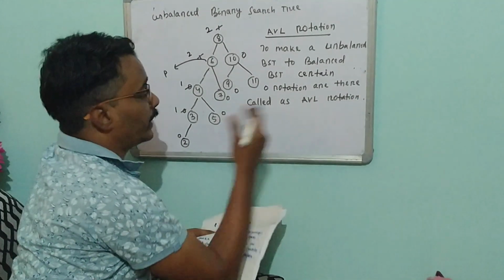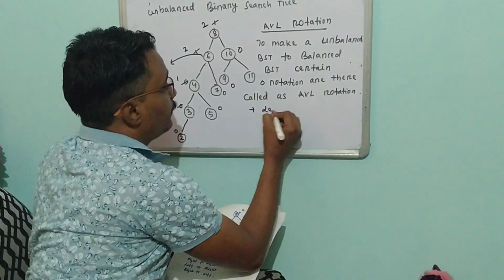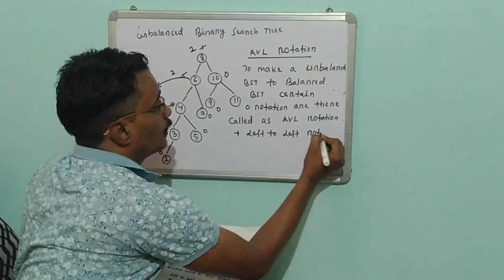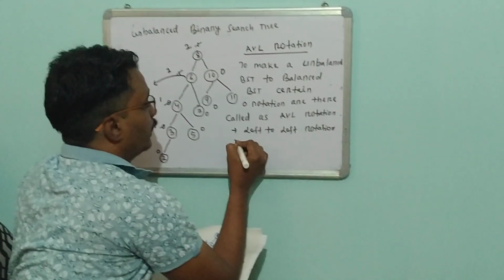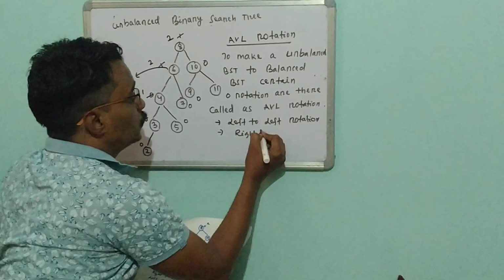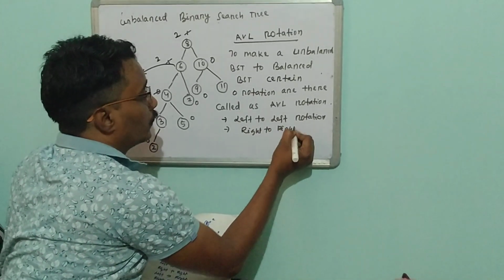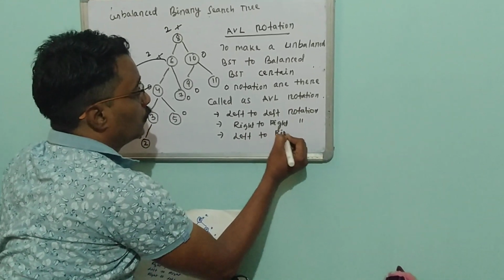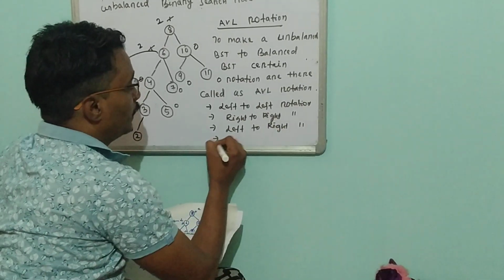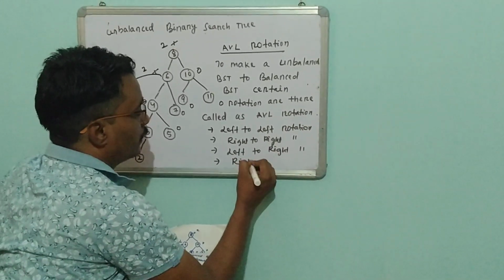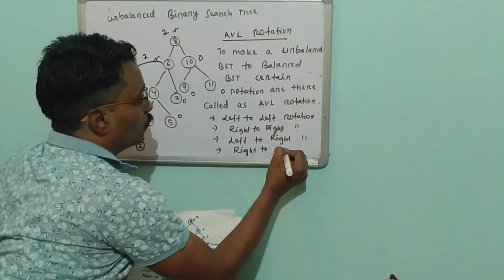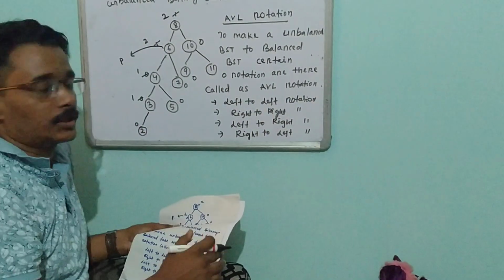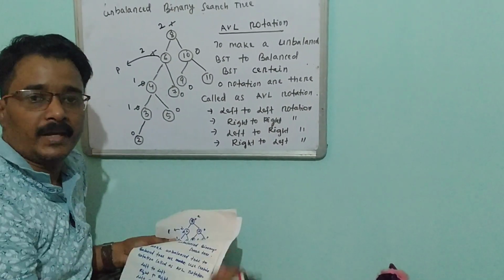And what are the rotations? The rotations are left to left rotation, next is right to right rotation, next is left to right rotation, and obviously right to left rotation. These are all the rotations we have to make for AVL rotation to make an unbalanced binary tree a balanced binary tree.